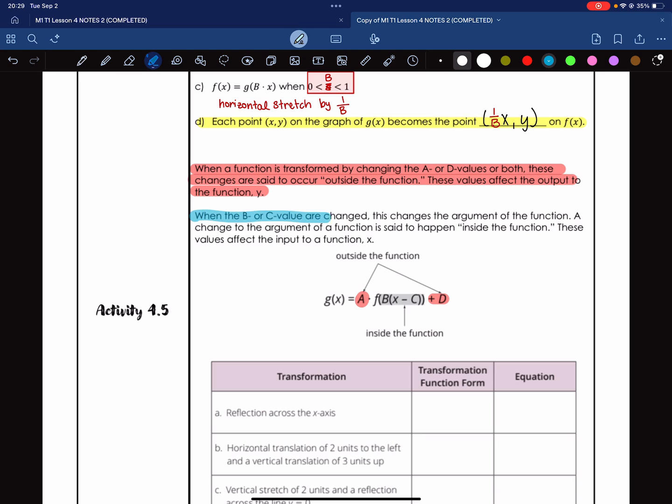When the b or c values are changed, this is said to change the argument of the function. A change to the argument of the function is said to happen inside the function. These values affect the input, which is our x. So that is the b and the c. That is inside the parentheses, inside the absolute value bars. They are affecting the x because they are directly touching the x.